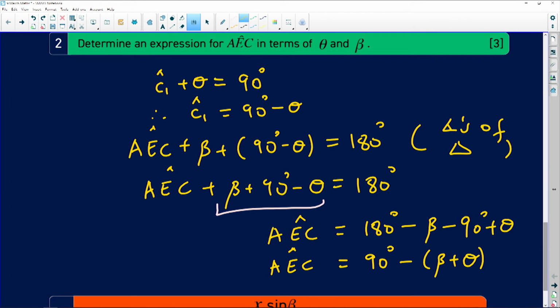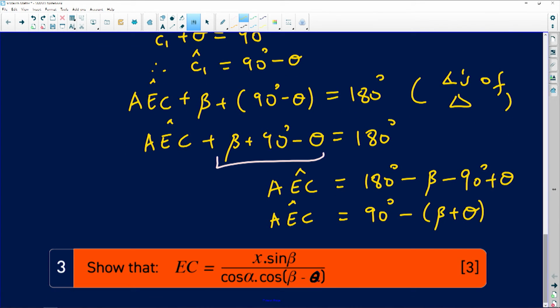The last part of this question that Puleng sent to us is asking us to show that the length of EC is equal to x sine beta divided by the cosine of alpha multiplied by the cosine of beta minus theta. Now, once you start getting questions like these that are asking you to prove something, don't panic, because what you have to prove sometimes looks very complicated. What you need to do is just think about it and say, okay, I am just asked to work out the length of EC in this case.